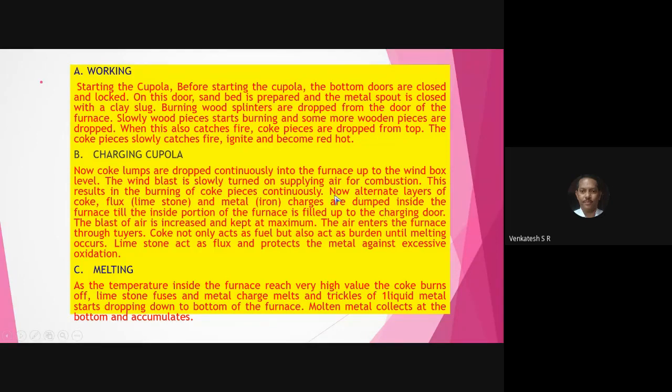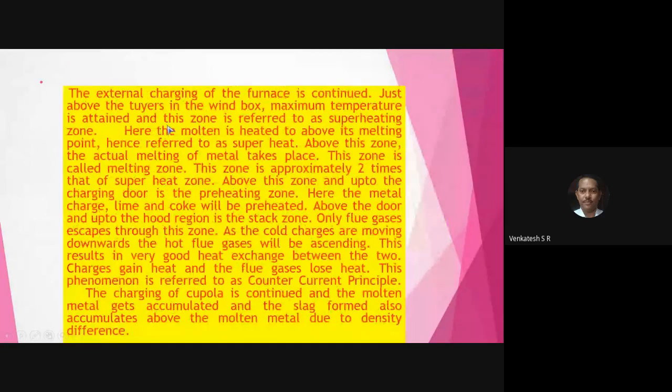Usually 30-30-40. Remember, in your lifetime, 30% of metal, 30% of flux, and 40% of coke. Next, this is the charging of the cupola. And next, melting. Once you start burning of metal inside the cupola, it will be continuous for 3 years, 4 years, or even 10 years. This is the charging; this is how you can charge the cupola.